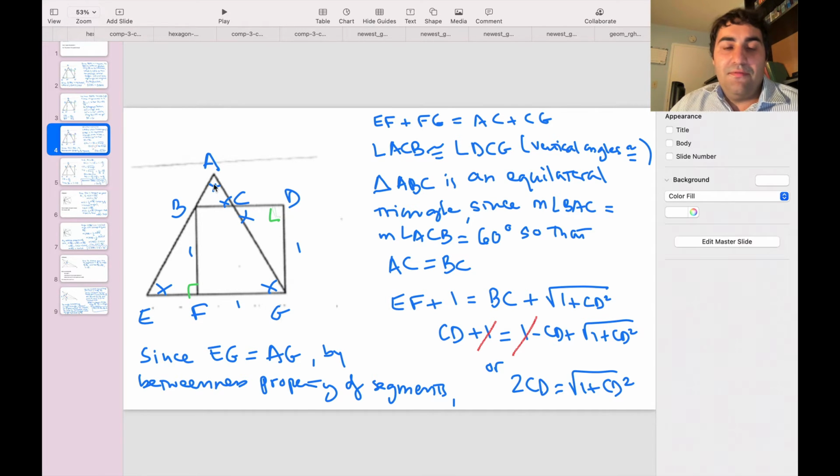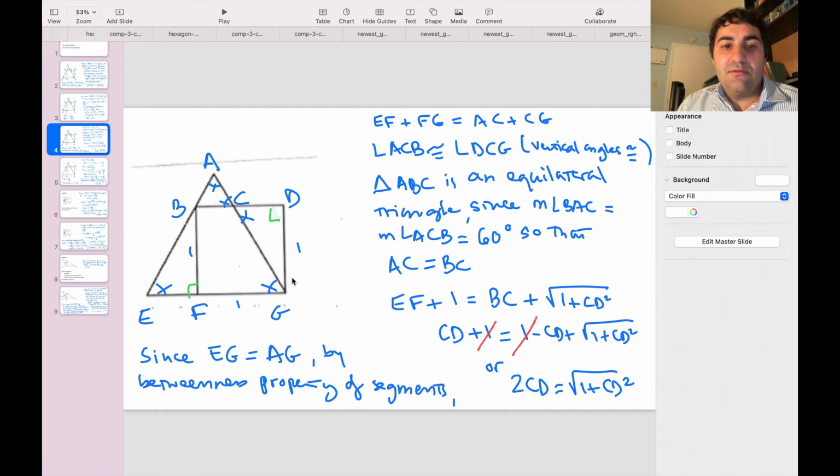We know that the sum of the measures of the angles of a triangle is 180 degrees. If we just simplify, we get this angle is 60. So long story short, triangle ABC is equilateral. So we know that length of side AC equals length of side BC. So we can go back to this equality we have up here. Since FG is equal to 1, I'm just going to write EF plus 1 equals what? Well, AC we just showed is equal to BC, so I'm going to substitute BC here, plus CG.